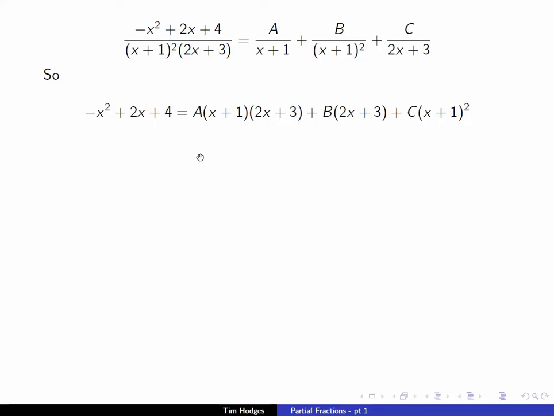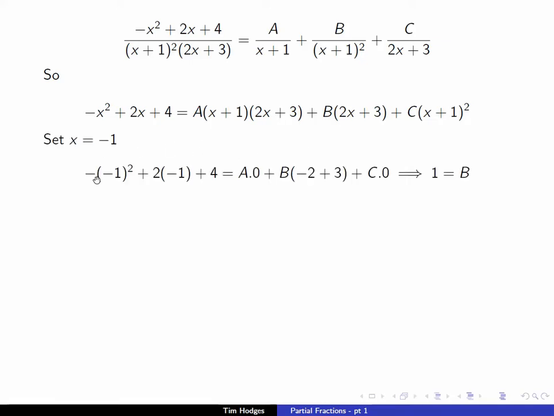We'll start by using the same procedure as before. Let's take x equal to -1 and see that the A and the C terms now are going to be 0. And if we calculate out the left-hand side, we get 1. And here the coefficient of B is also 1, so we have that B is equal to 1.